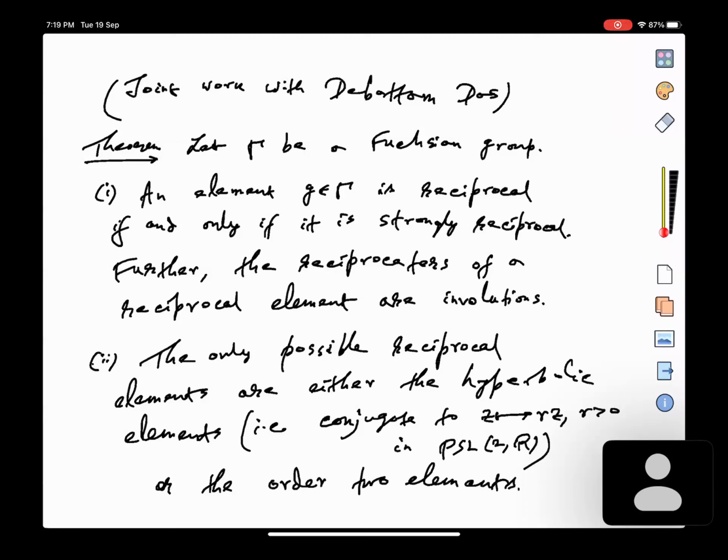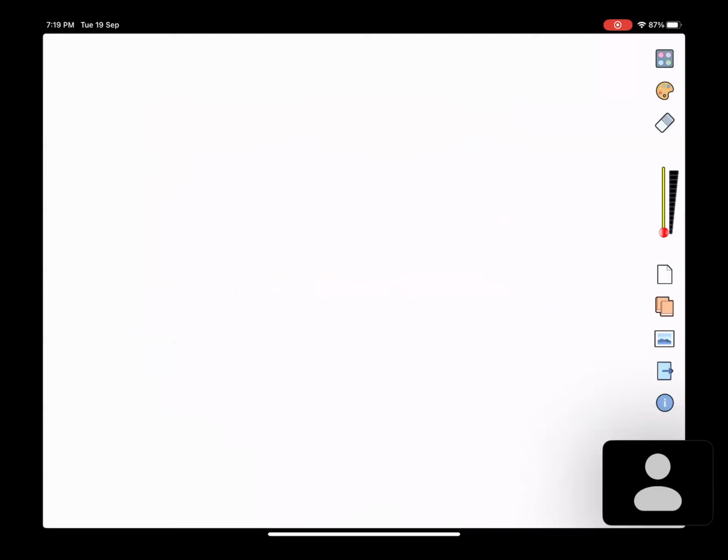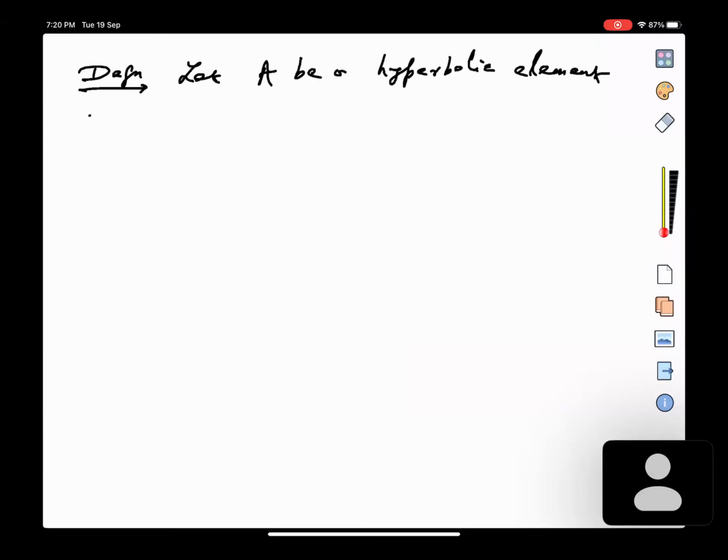Okay, so now we want to define some invariant here. All right, so let me define one. I want to state the main result before getting into further detail. So let me at least give you the classification for reciprocal elements in a Hecke group. So, definition. Let A be a hyperbolic element in PSL2R.